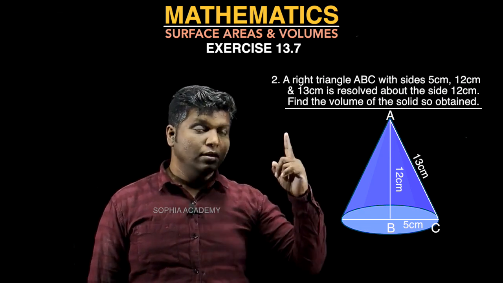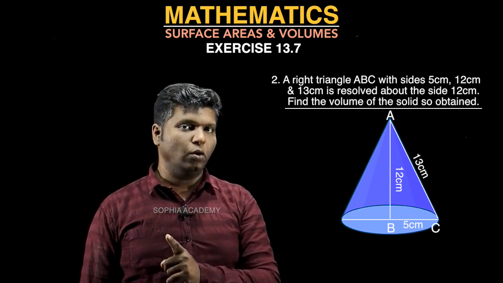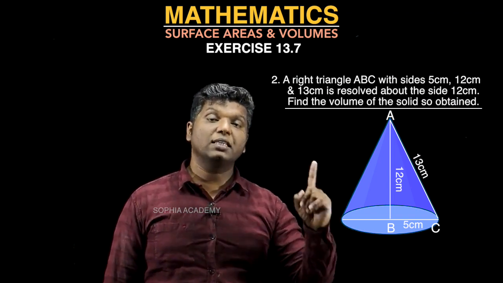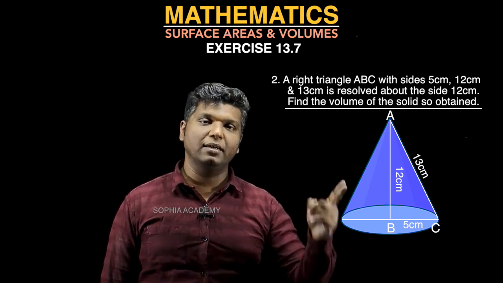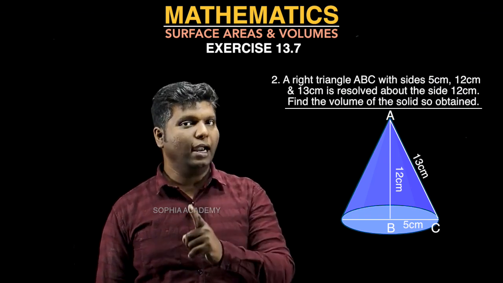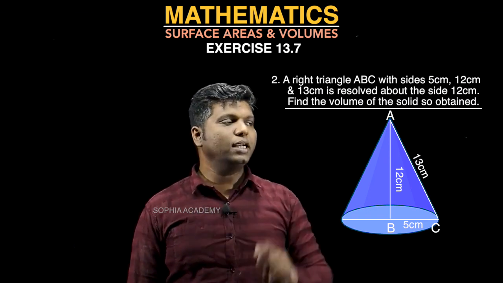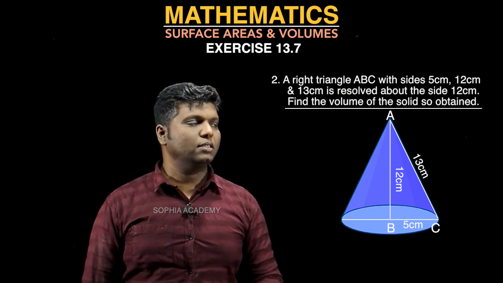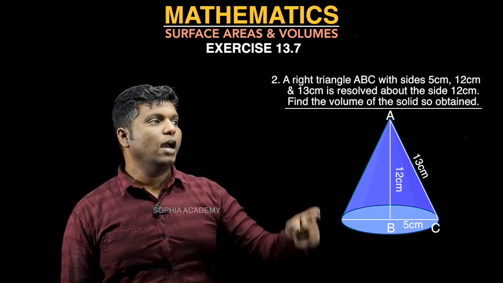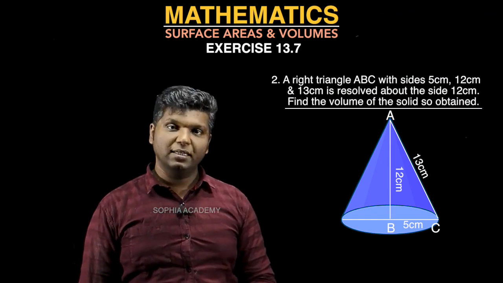That's why that side will become the height of the cone. And in case it is revolving around the 5 centimeter side, that side will become the height of the cone. That's the only thing which you have to keep in your mind. Is that clear? So here in this question we can say the slant height is 13, the radius is 5, and the height of the cone is 12 centimeters.